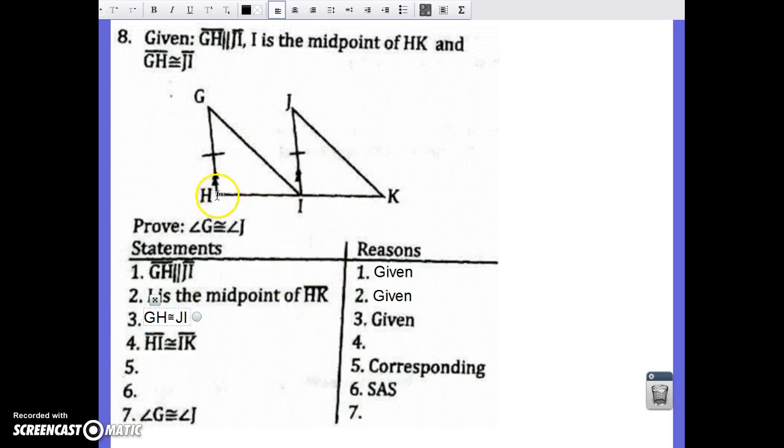Okay. Now the next statement says that IH is congruent to IK. The way that we can make those two congruent is by what? Not definition of bisector, but definition of a midpoint, because they told us that I was the midpoint of HK. If I is in the middle of HK, that means I is equal distance from H, as it is also equal distance from K. So, definition of midpoint.